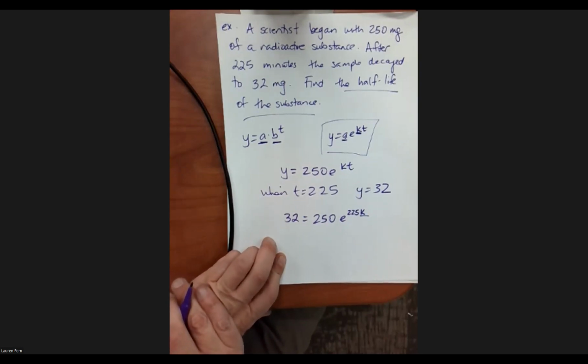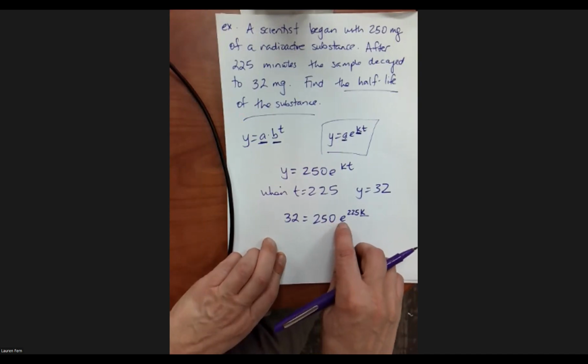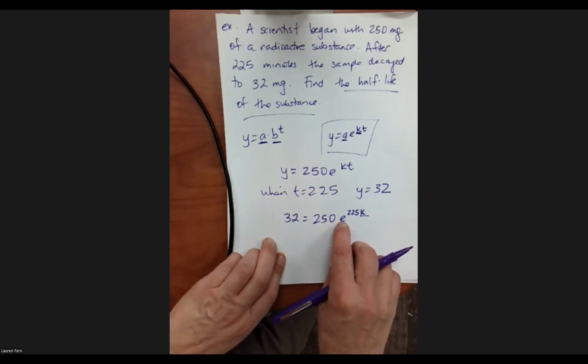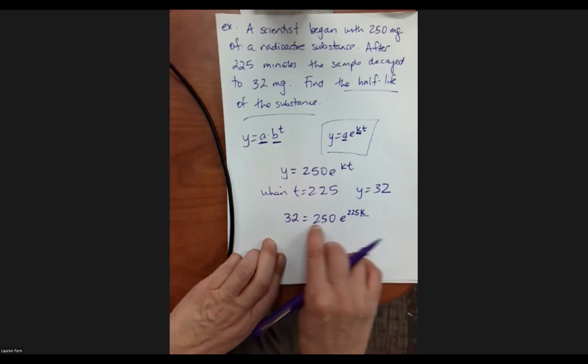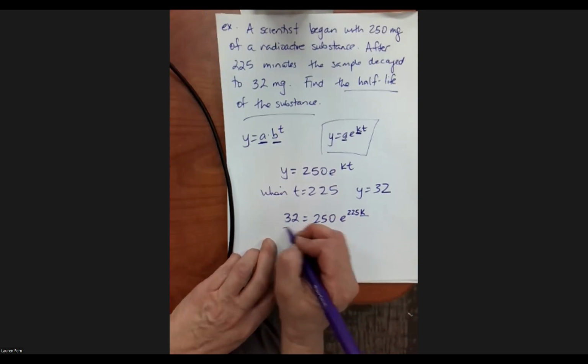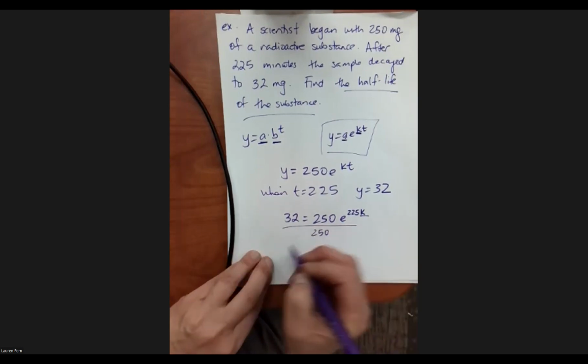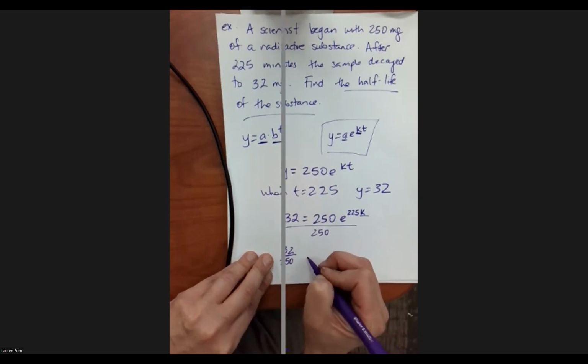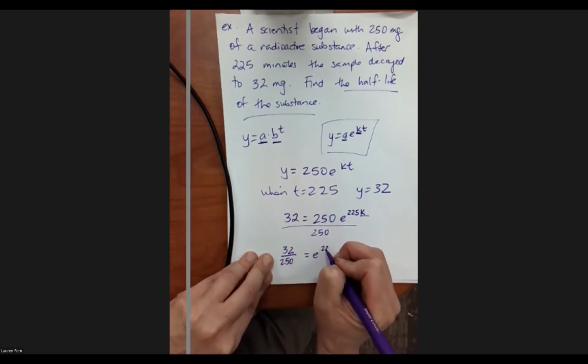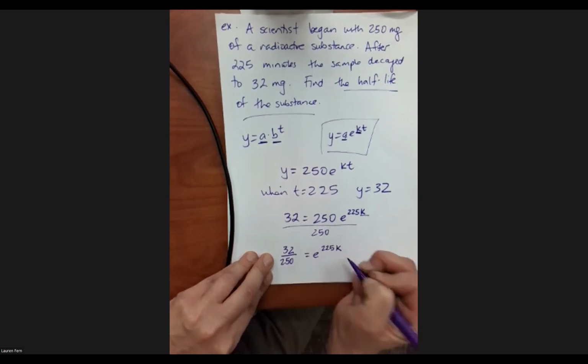Well, it's a good thing we learned how to solve exponential functions. Isn't our first step to isolate our exponential? In other words, we want to get rid of the number in front. How do we get rid of this 250? We divide both sides by 250. So I'm going to have 32 over 250, whatever that is, e to the 225K.